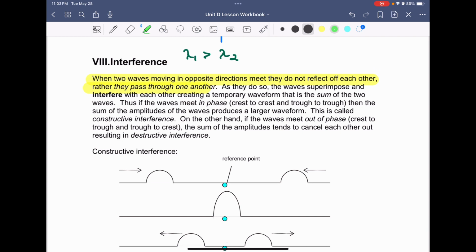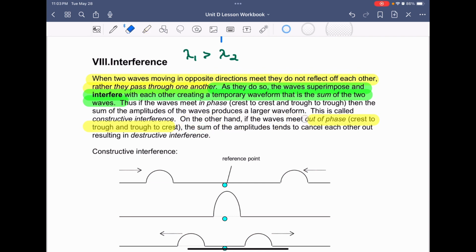Now, as they pass one another or as they go over one another, they superimpose and interfere, creating this temporary sum between the two waves. And so we're going to see that through this temporary sum of the two waves, we can have either constructive interference or destructive interference. On one hand, if the waves meet and they're both crest to crest or trough to trough, the sum tends to give us some sort of thing that is constructive.